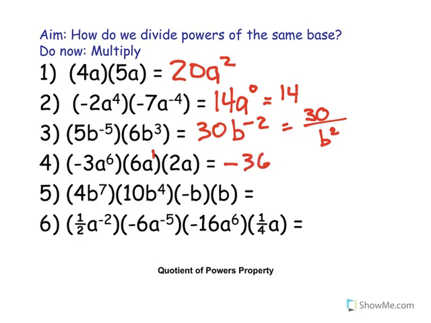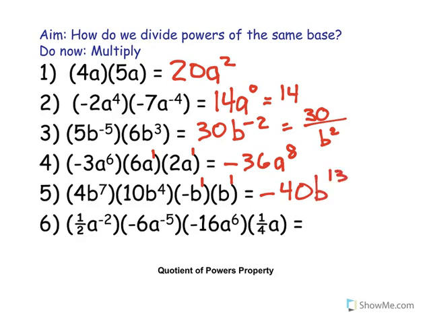I'm going to add all of my powers of a, which should get me a to the 8th. And when I multiply 4 times 10 times negative 1 times 1, I get negative 40. And when I add my powers of b, I get b to the 13th.